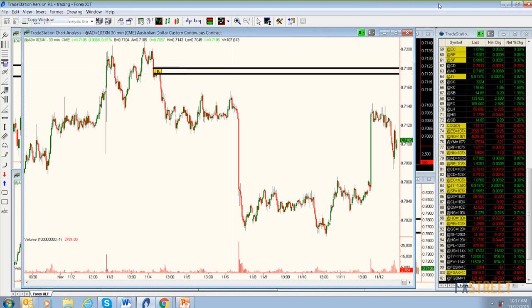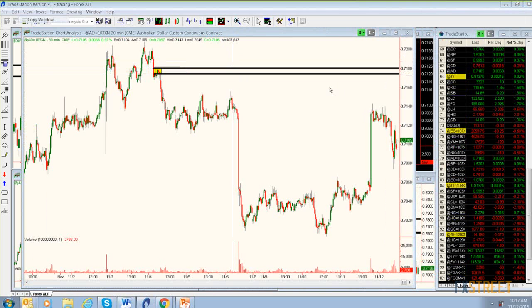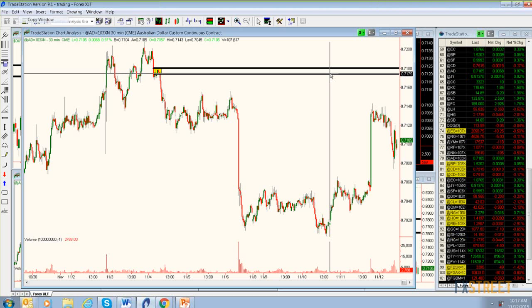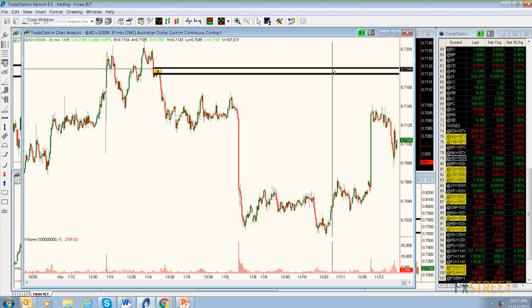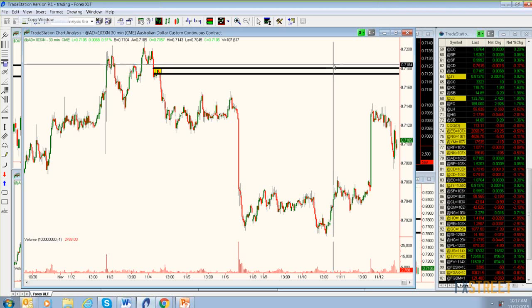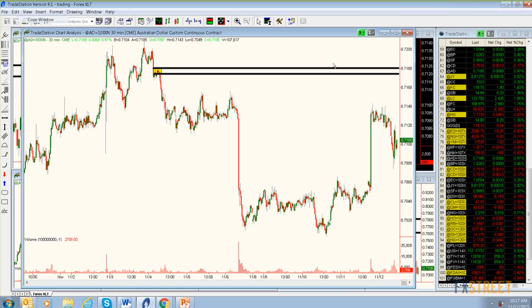Specifically, we are talking about 71.75 to 71.80. So I would add a little bit on the stop there. I'd probably make the stop around 71.85. That's fine.